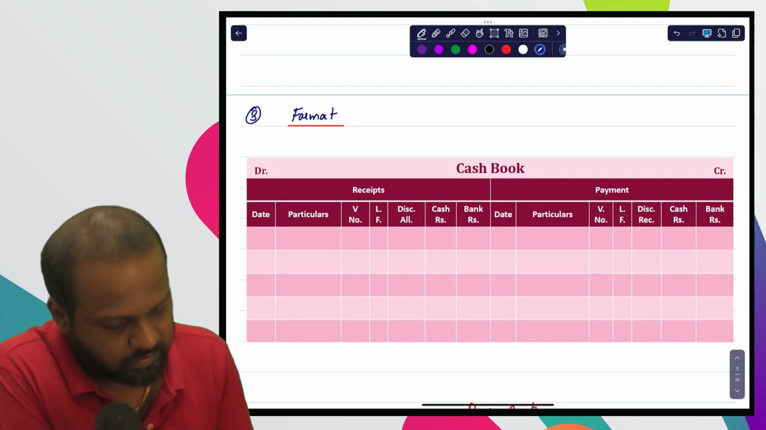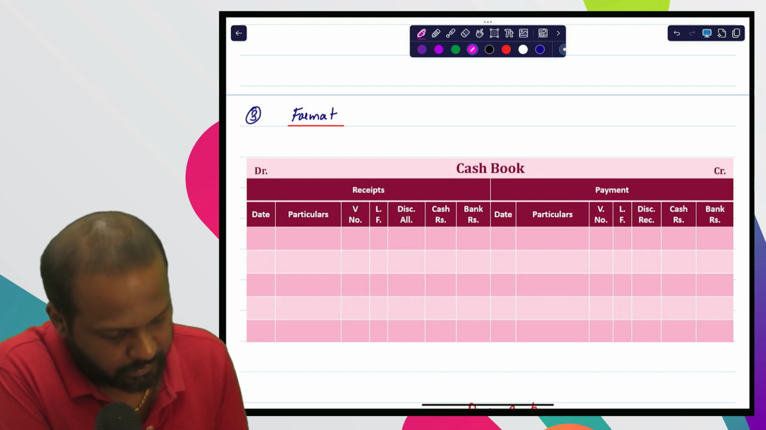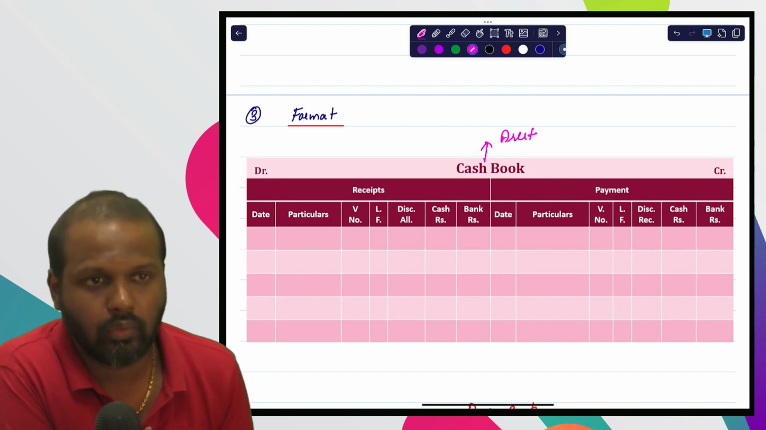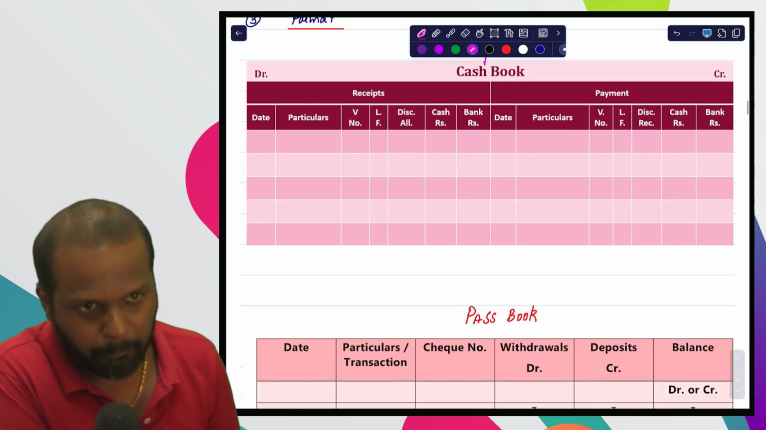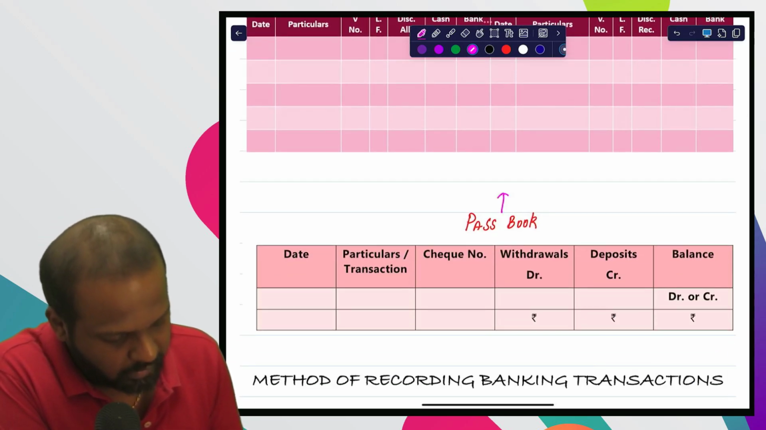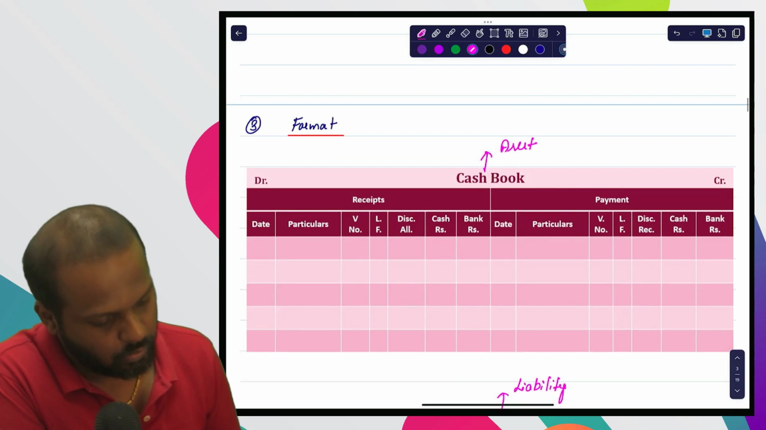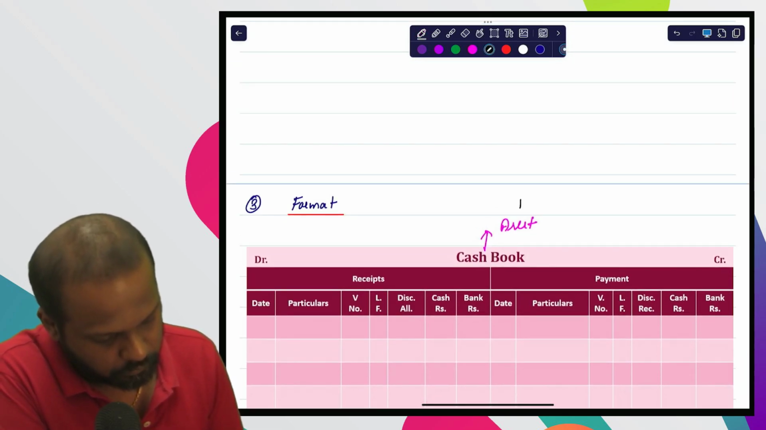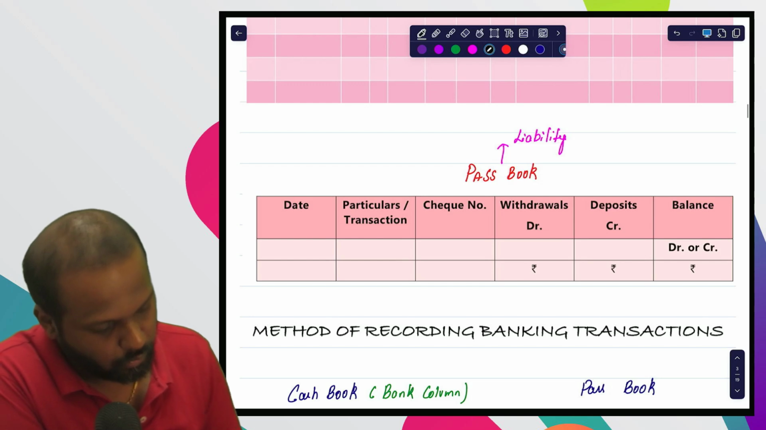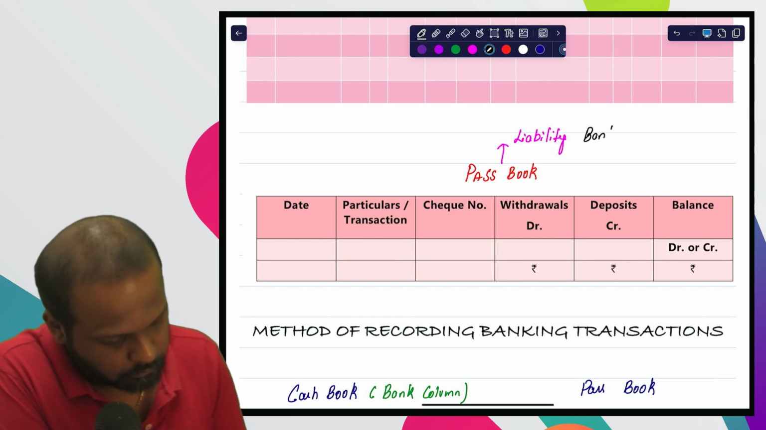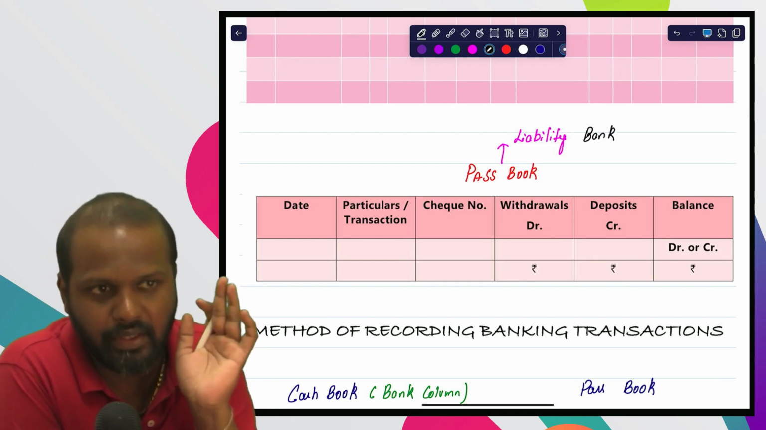Now see, just one line you should understand. Cash book is like an asset for the business. But passbook is like a liability for the bank. For business, cash book is like an asset. But for bank, passbook is like a liability.